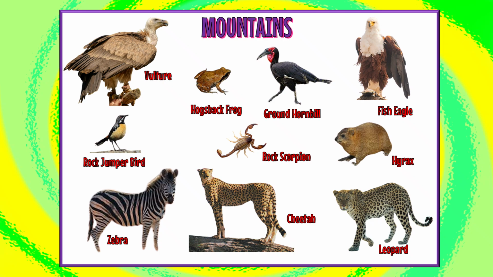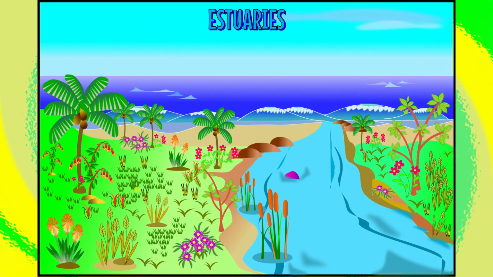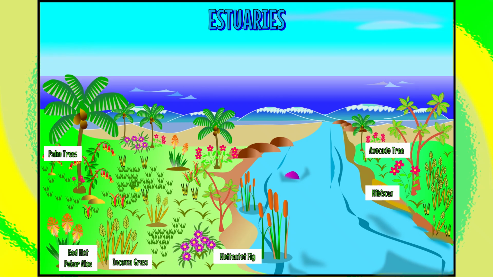An estuary is the region where a river flows into the sea. Living things in an estuary can often live in both fresh water and seawater. There needs to be a balance in estuary habitats so that life can survive. Palm trees, avocado trees, Hottentot fig trees, red-hot poker aloe, encema grass, and hibiscus plants can live in this habitat.